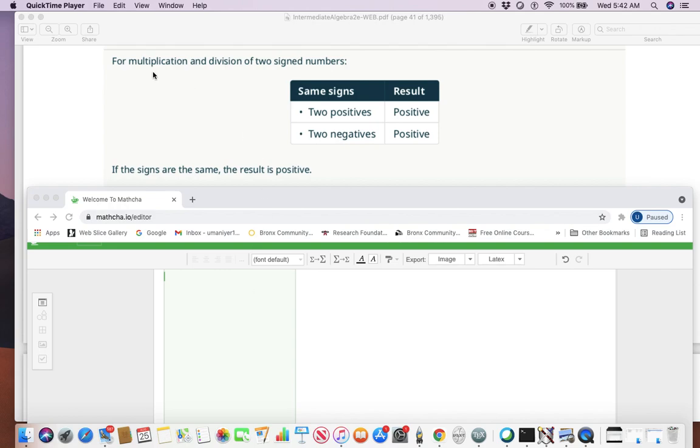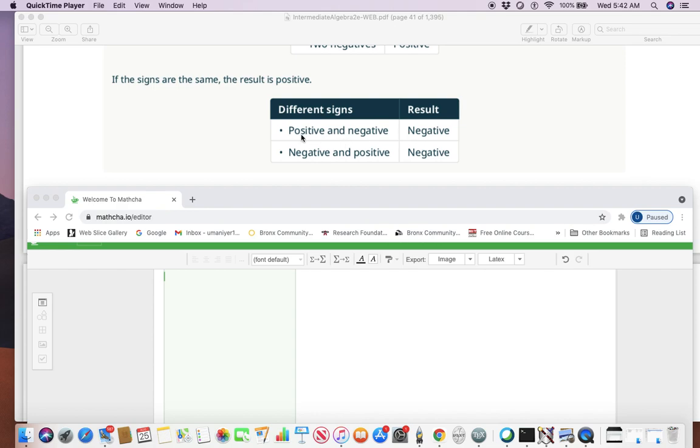Welcome back. Now we are going to talk about multiplication and division. Here are some rules. When you multiply two positives, the result is a positive. When you multiply two negatives, the result is positive. When you have a positive and a negative, the product is negative. When you have a negative and a positive, the product is negative.